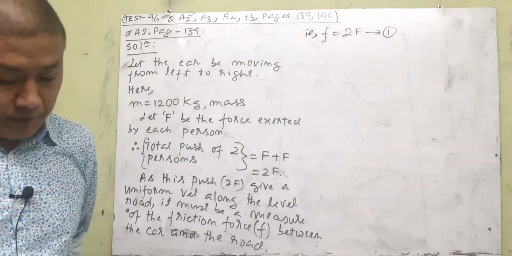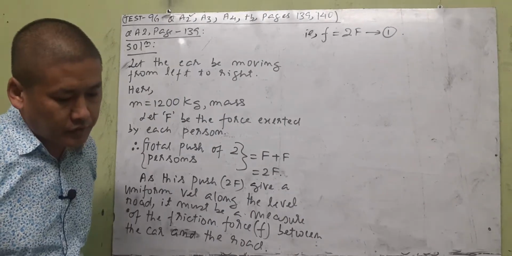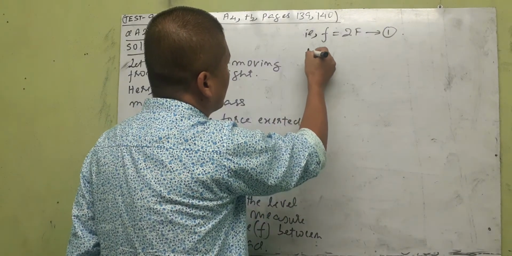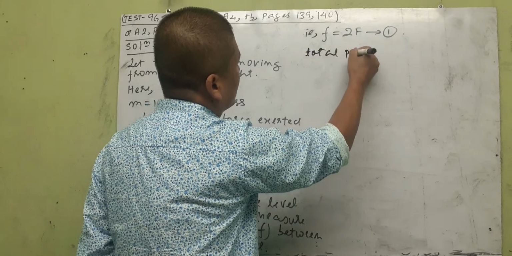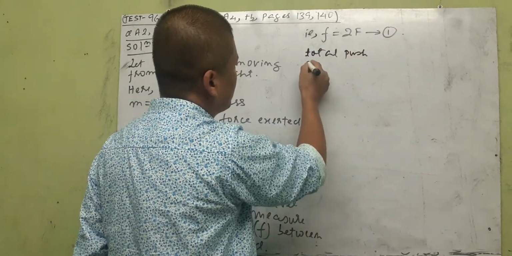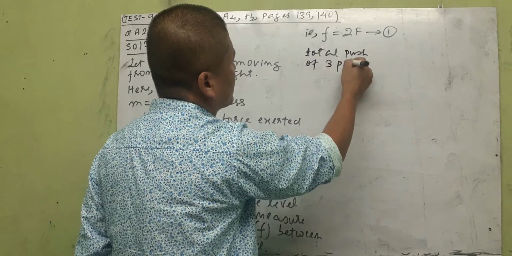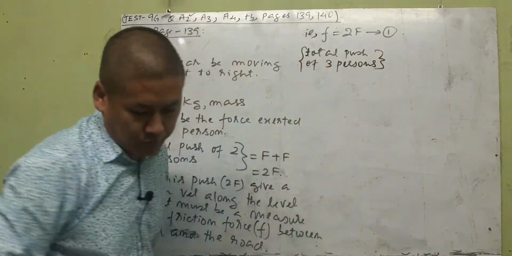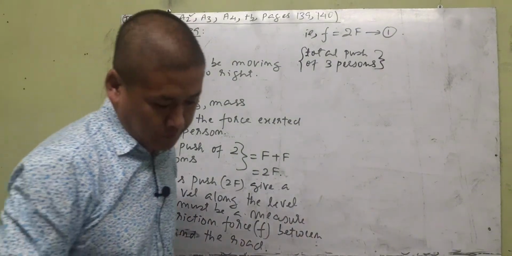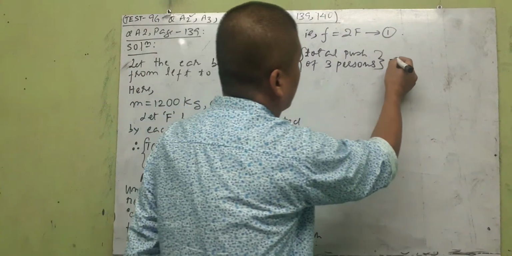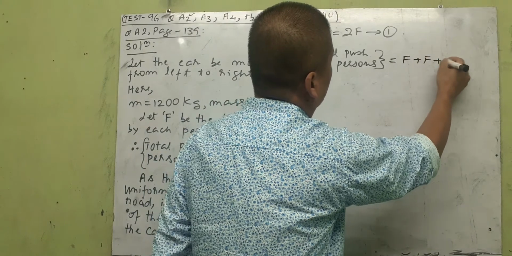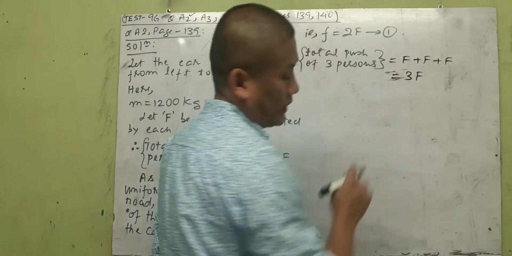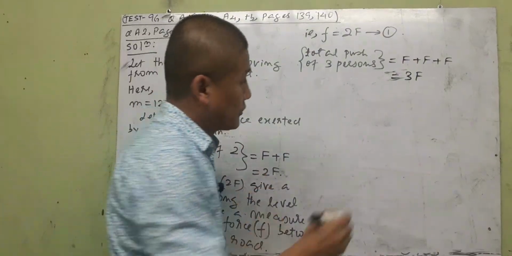That's what we mean to say, right? Then let us go here now. Let us write here. Total push of two persons has overcome the friction. Total push of three persons, all the three persons involved now. Total push of three persons is equal to first person, second person, and third person. So this is equal to 3F, right? So let us keep this one as equation number 2.